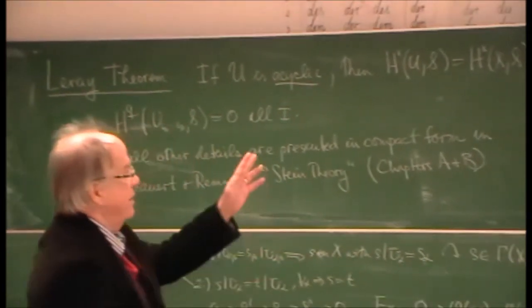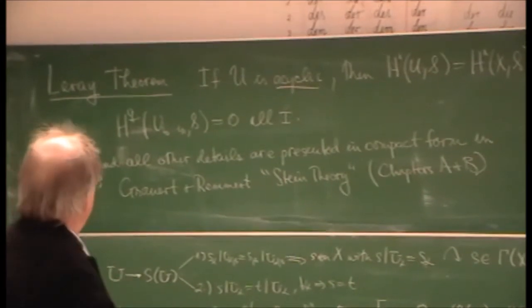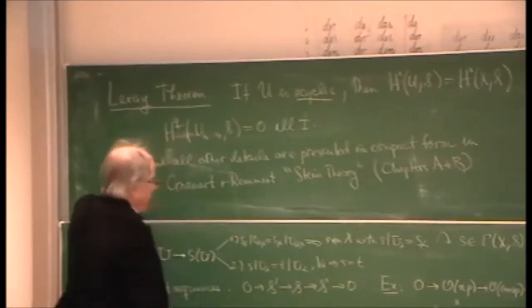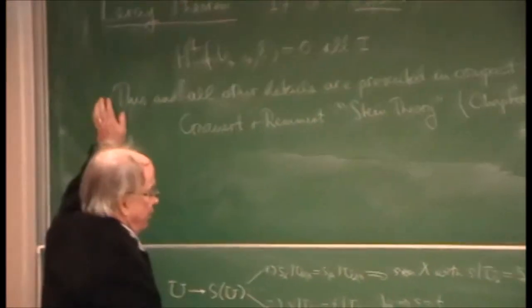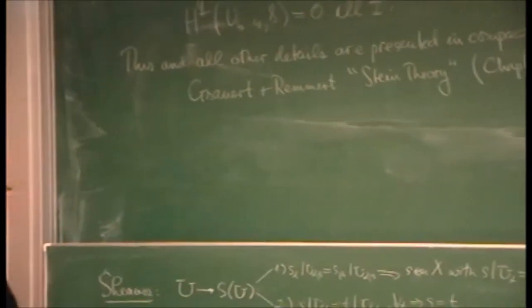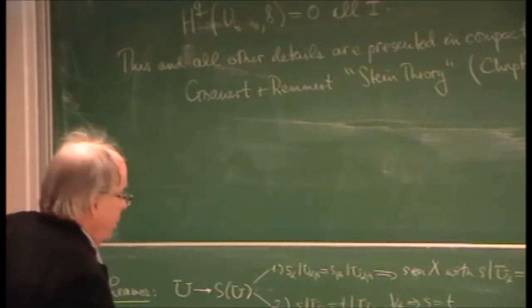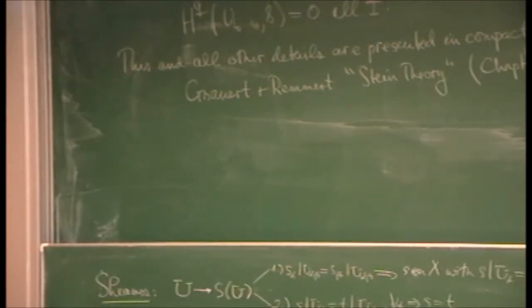So I'm hiding a lot of the details here, but in particular, the Leray theorem is proved there and so on. So it's called Stein theory. It's in paperbacks, and it's recommended reading. I think it's a good book.